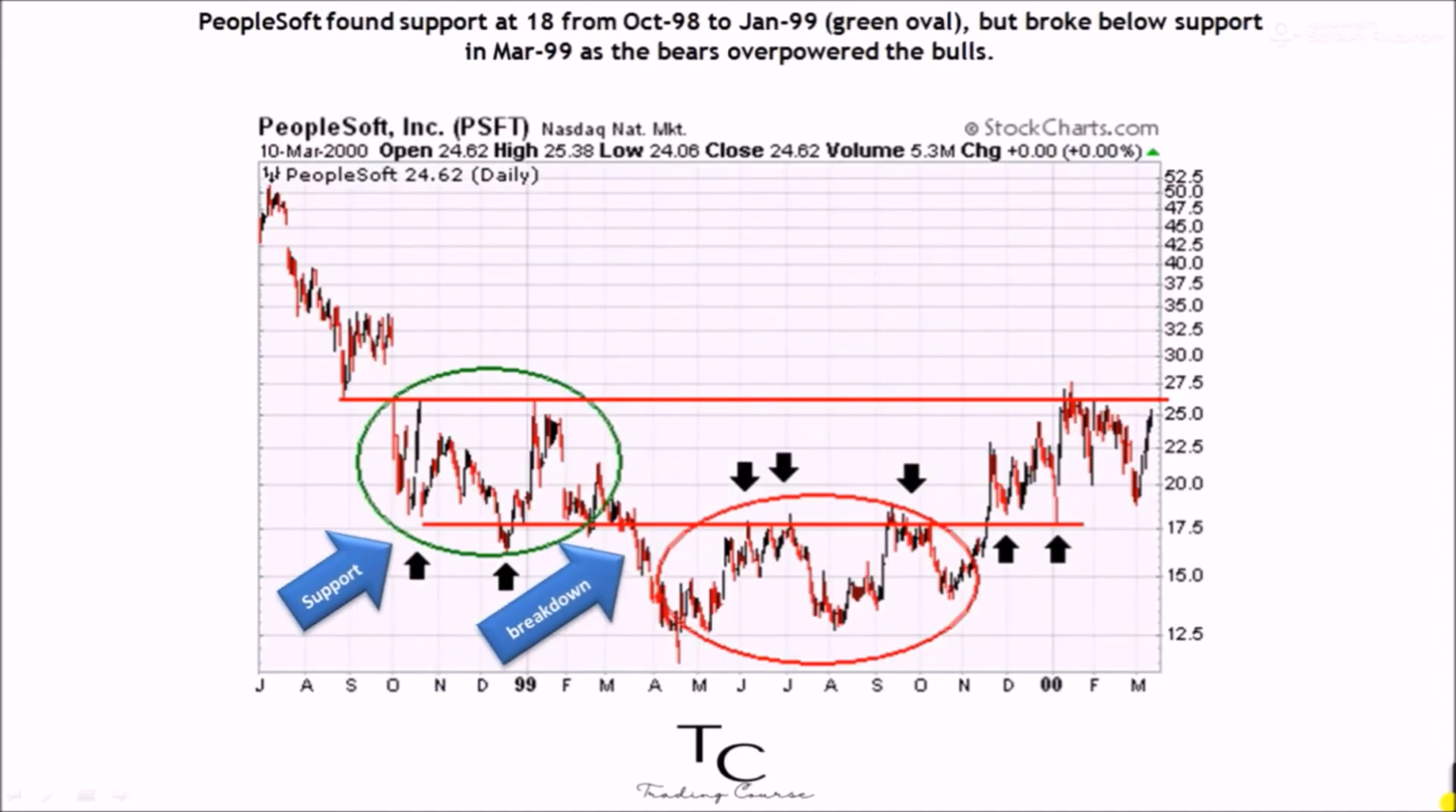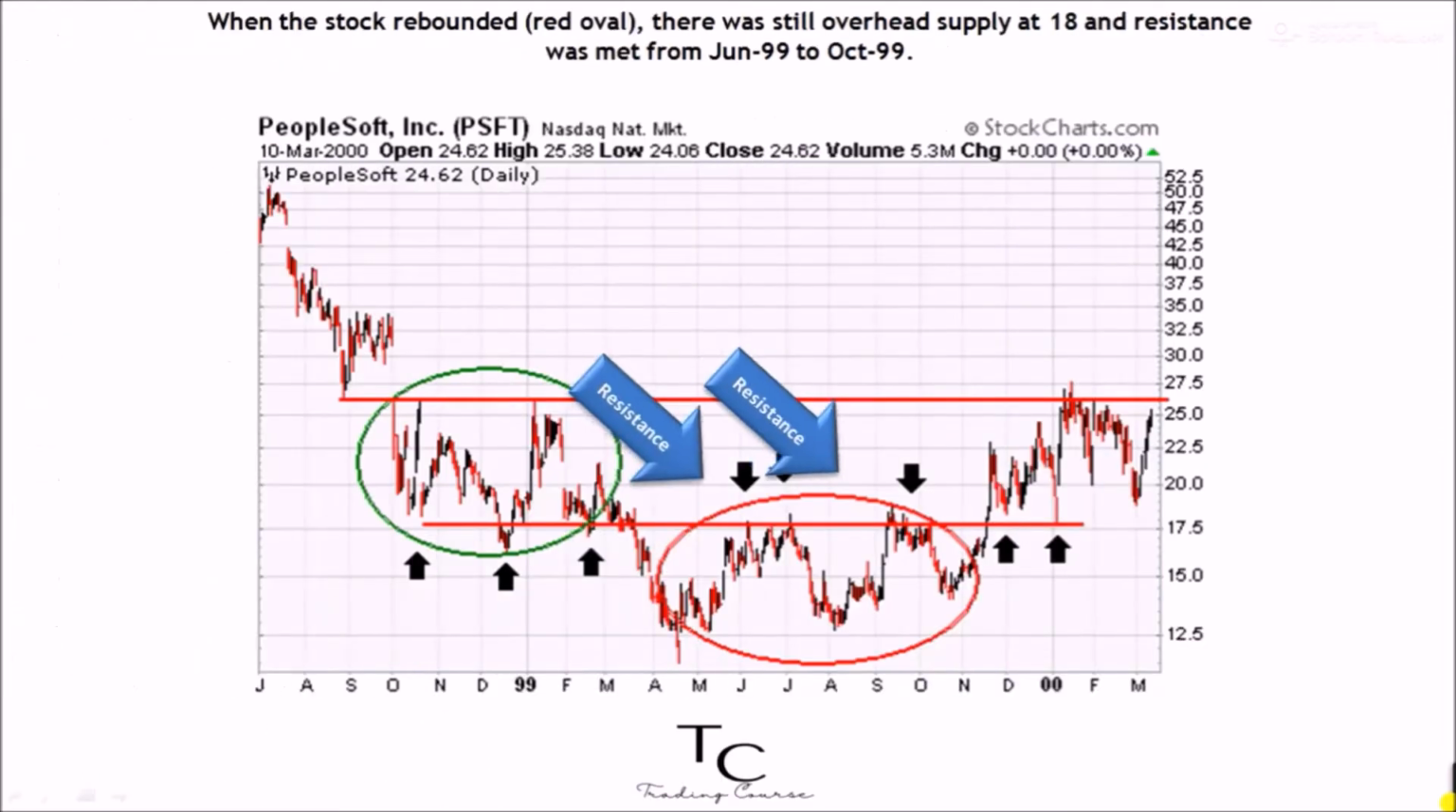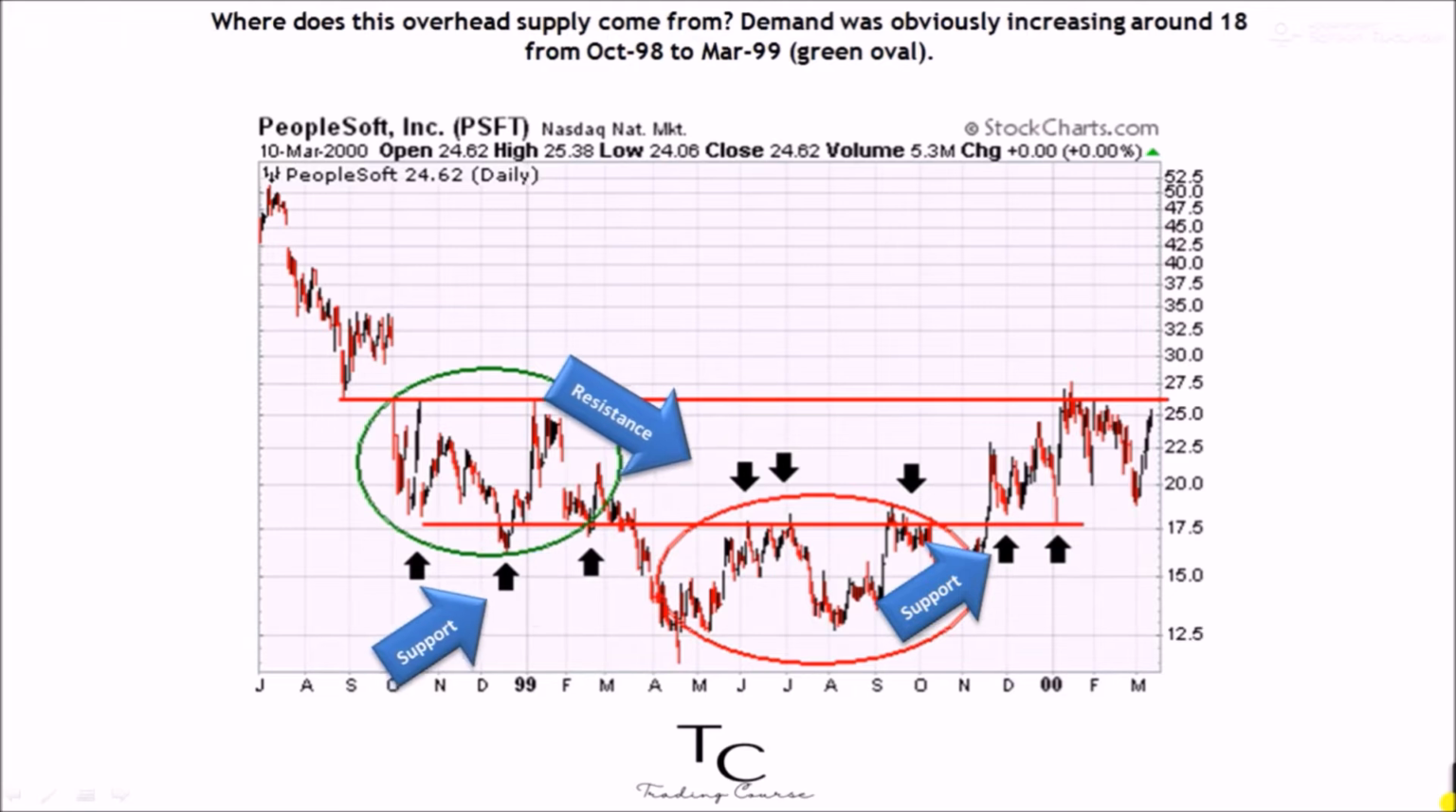PeopleSoft found support at 18 from October 98 to Jan 99, green oval, but broke below support in Mar 99 as the bears overpowered the bulls. When the stock rebounded, red oval, there was still overhead supply at 18 and resistance was met from June 99 to October 99. Where does this overhead supply come from?